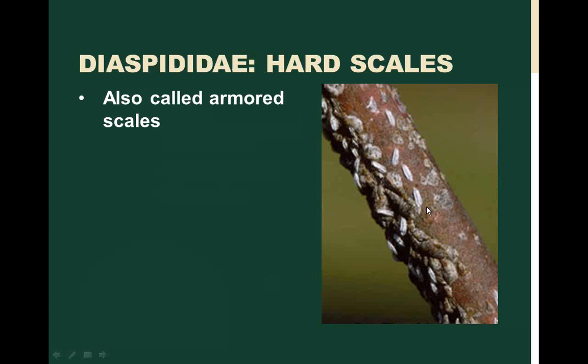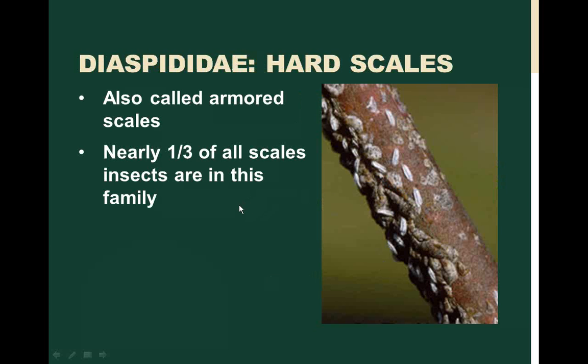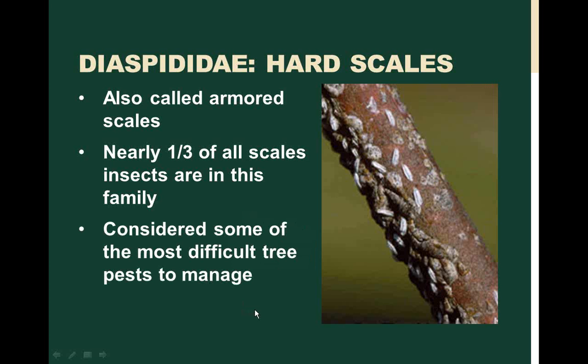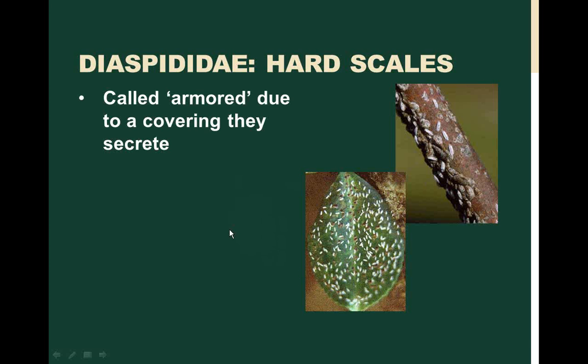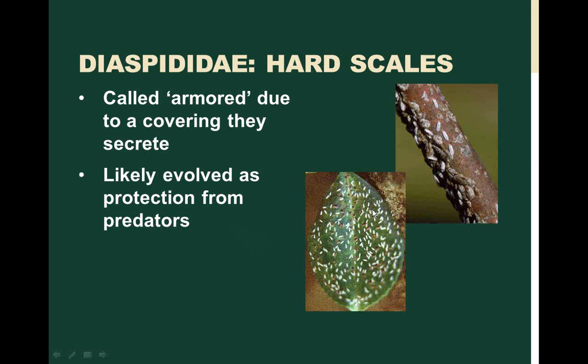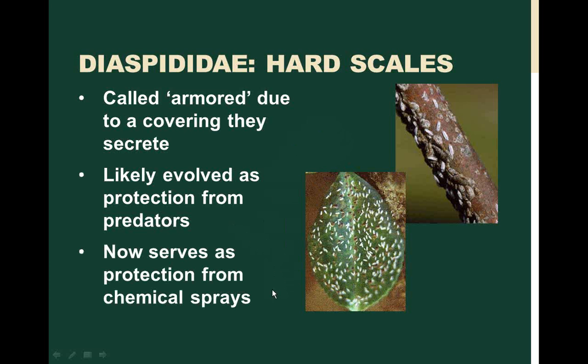All right, some of the hard scales, like I mentioned, they feed in a different location, and they are armored. About a third of all the scales are in the hard scale family, and they're a little bit difficult to control, and we'll talk about that in a few seconds. Some of these insects totally cover the stems, and they'll cover the leaves, mostly on the bottom, but I've seen some foliage that is actually covered on the top of the leaf. They're saying that this scale shell, this covering, has evolved over the years for protection, but it also protects them from chemical sprays.